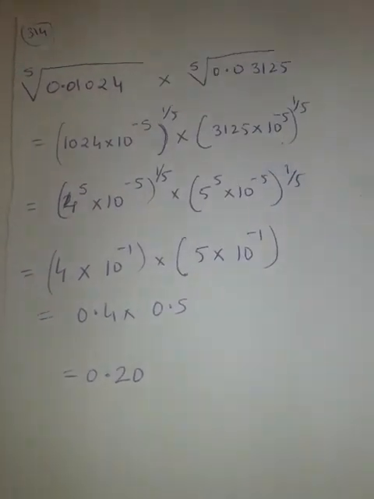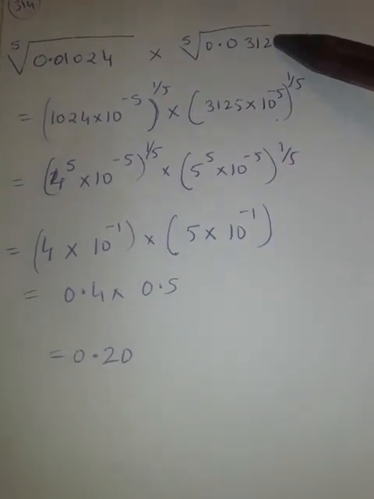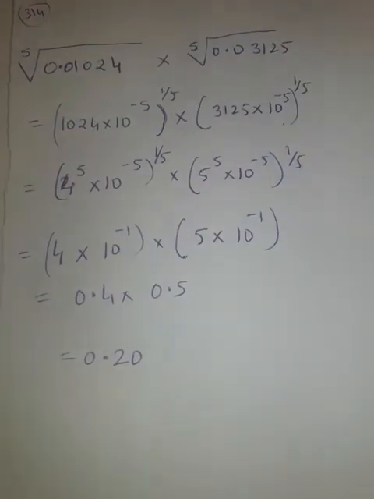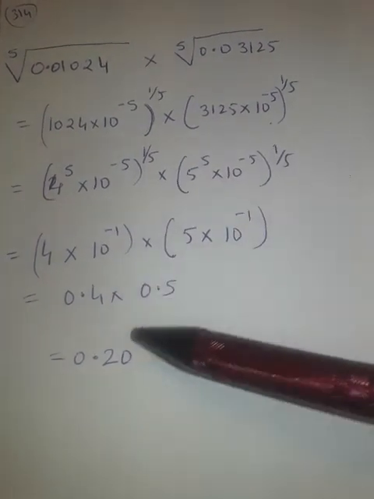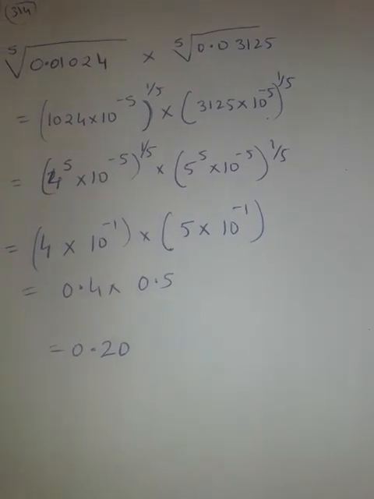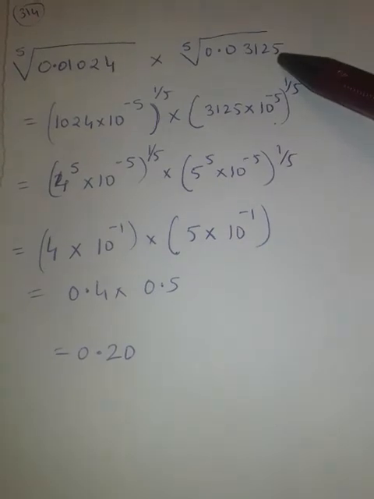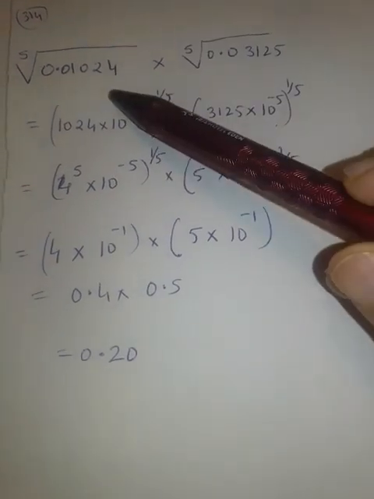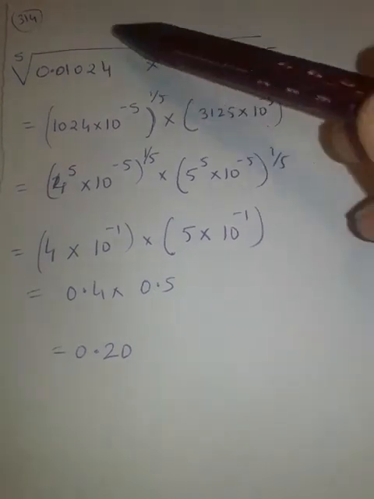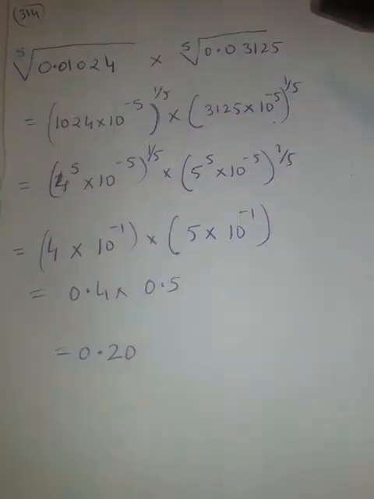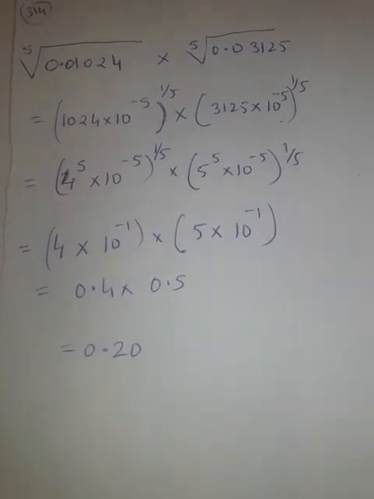Once you by heart that this number is 4 raised to 5 and this number is 5 raised to 5, this example you can solve orally. You don't have to show all these steps. In competitive exams, you must save time. So if you memorize that this is 4 raised to 5 and this is 5 raised to 5, then within few seconds orally you will solve this very tedious sum and you will get the answer 0.20.